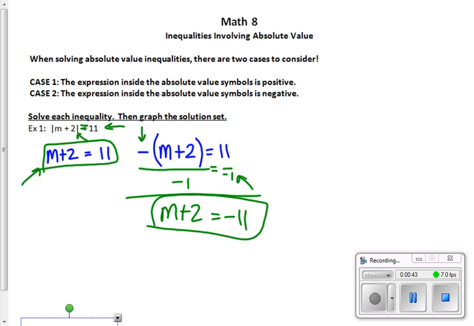Today, when you deal with inequalities, you cannot just change this 11 here to negative 11. You actually have to take this process. Reason why is you have an inequality sign, and when you divide by that negative number, such as a negative 1, your inequality sign is going to flip.